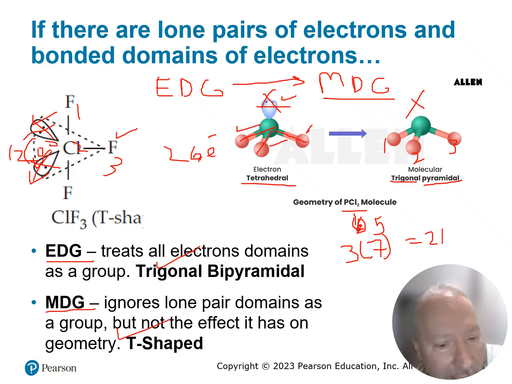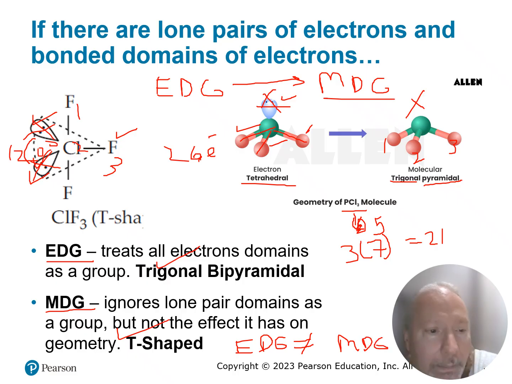So again, the electron domain geometry is where we start. Once we have the electron domain geometry, we can ignore the lone pairs and figure out if the molecular domain geometry is the same or different. And we may have a new name for it, or it may be the same name, but in this case, it's different. Trigonal bipyramidal for electron domain geometry, and then it's T-shaped when we ignore those two lone pairs, and then we have the molecular domain geometry.